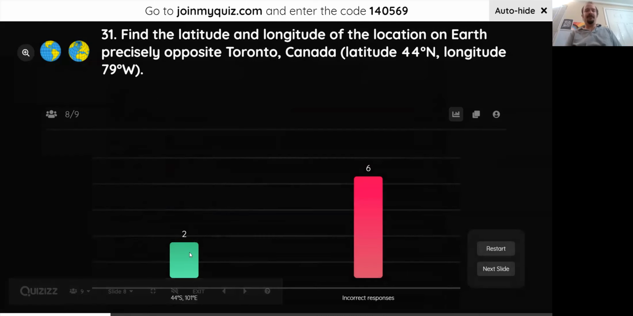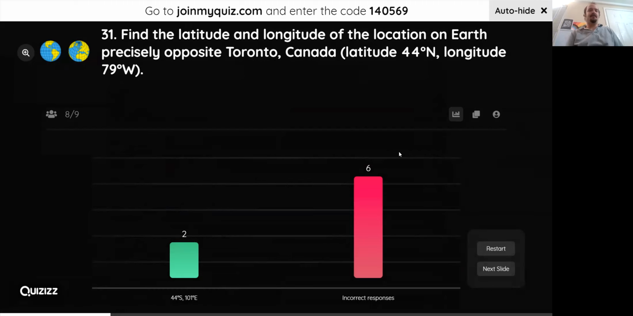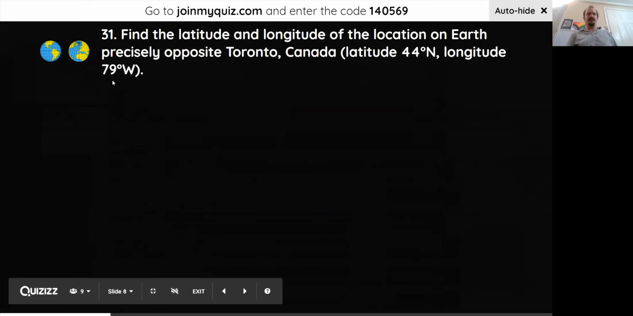All right, so it should be 44 south and 101 east. And so 44 is the same. The 101 we're getting going from 180 minus 79.